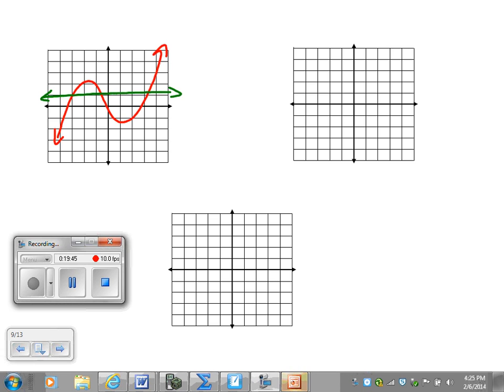What about something like a line, like that? Well, yeah, we can pass all kinds of horizontal lines through this, right? And none of these are going to intersect that line more than once. So yeah, that's no problem. Its inverse, whatever it looks like, will indeed be a function.